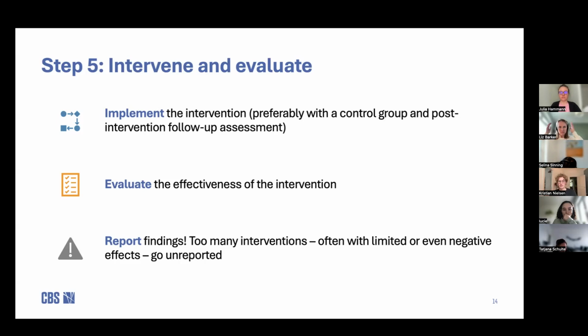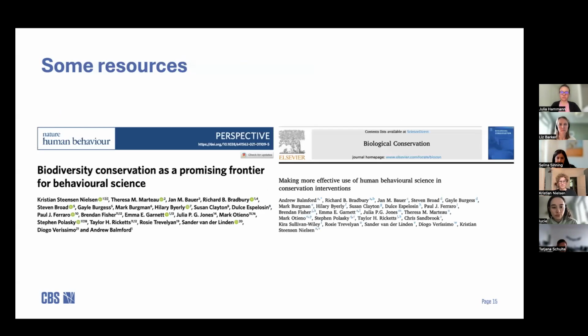Finally, and I think this is really important, we should report our findings. No matter if the intervention was successful or unsuccessful, we should communicate this evidence, because too many interventions, especially the ones that have no or very small influence or even negative effects, don't get reported. So this learning experience is hidden away from people. We want to know the likely effectiveness of an intervention so we can most effectively choose the one that will change behavior in a context of interest.